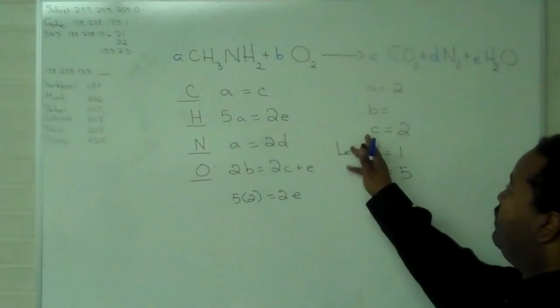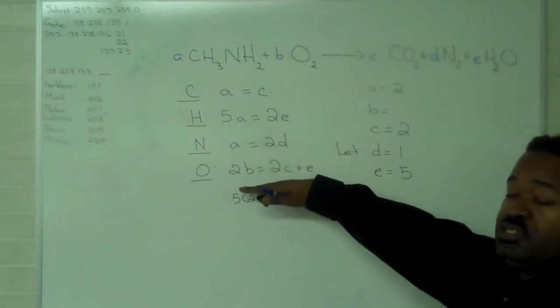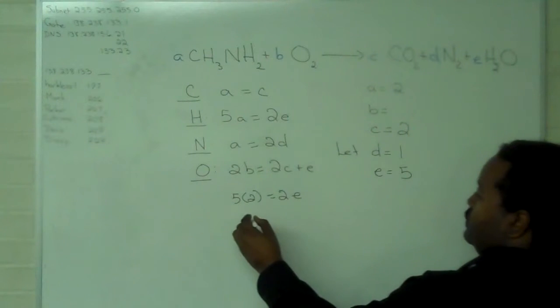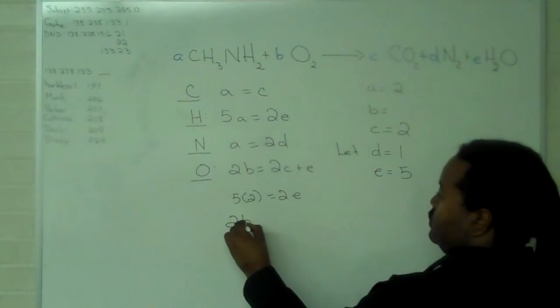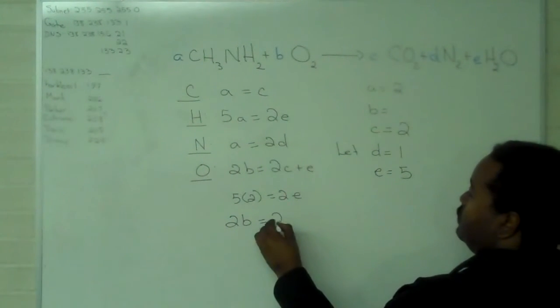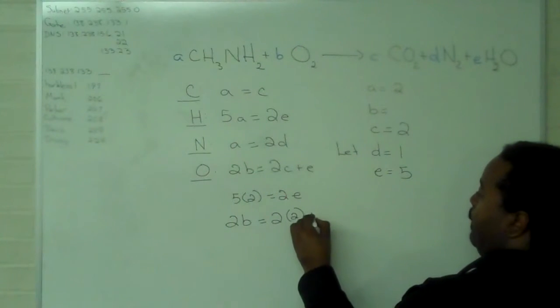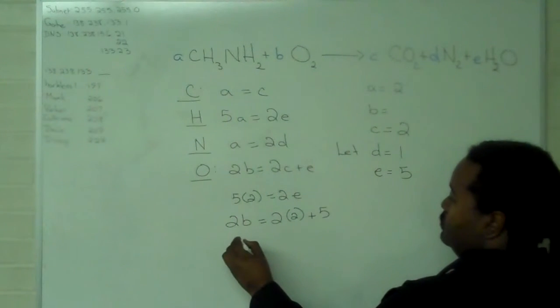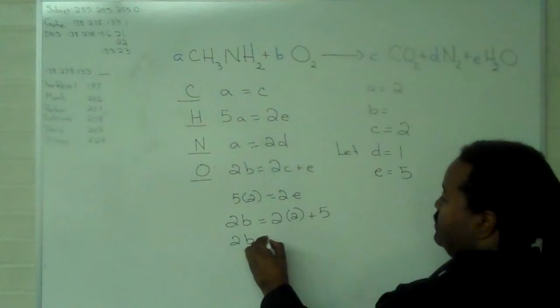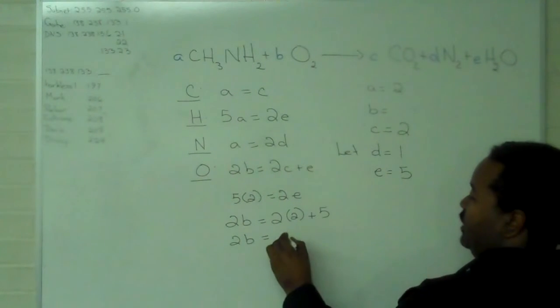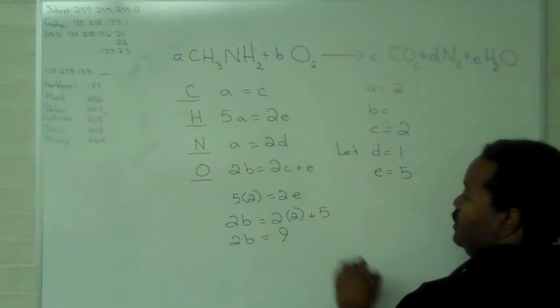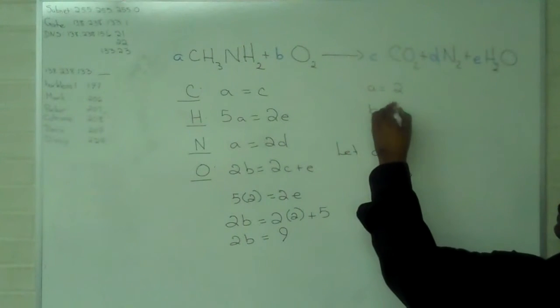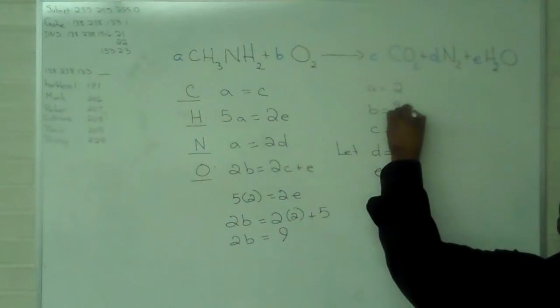And finally, because I have values for C and E, I can determine a value for B. So using the oxygen equation, 2B equals 2C plus E. So 2 times 2 is 4. 4 plus 5 is 9. If 2B equals 9, then B equals 9 over 2.